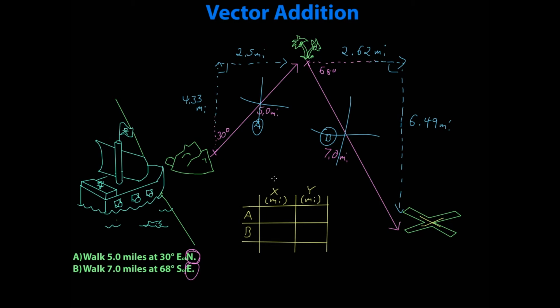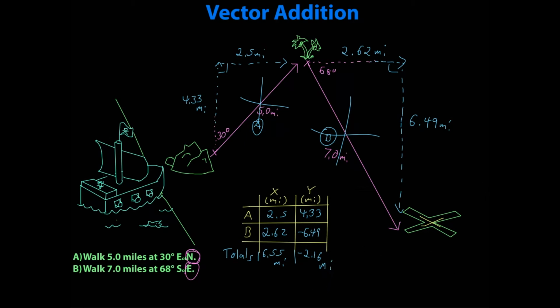So vector A, unlike last time, I now have components on both of the axes for both of these vectors. So they're both in miles. Vector A, 2.5 miles on the x and 4.33 miles on the y. Vector B, 2.62 miles on the x and negative 6.49 miles on the y. My totals would give me 6.55 miles on the x and negative 2.16 miles on the y-axis.